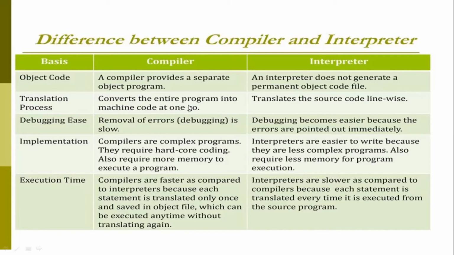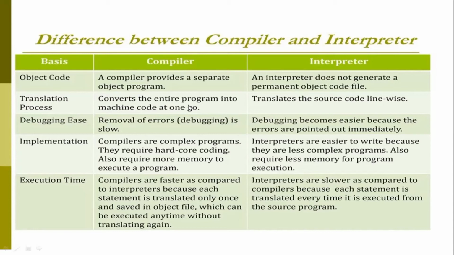Execution time is basically how fast the compiler will give you an output, how fast the compiler debugs your program, converts it into machine code, and gives you an output. Compilers are faster than interpreters because they translate the whole program all together and save an object file separately. So it does not have to compile the file again and again.